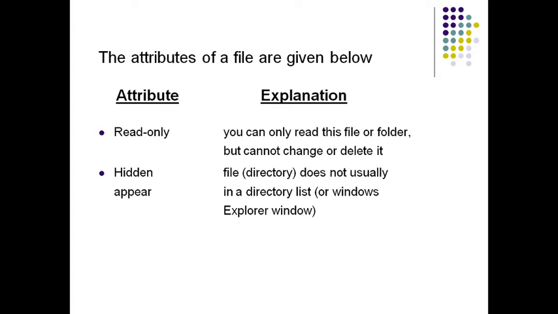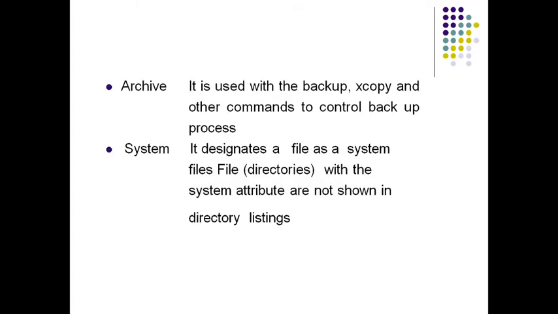Hidden means the file does not usually appear in the list of directories or in the Windows Explorer window. So this is the hidden attribute. Next file attribute is archive. What is the meaning of this file attribute archive?